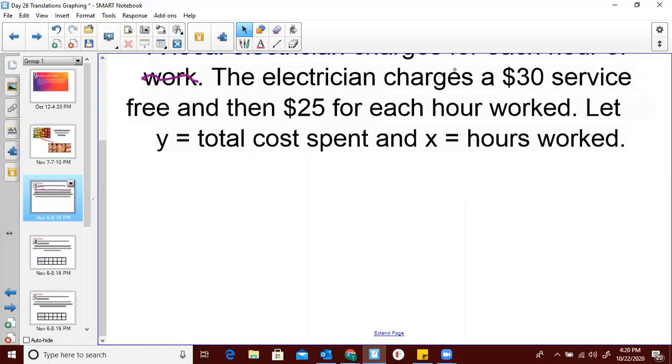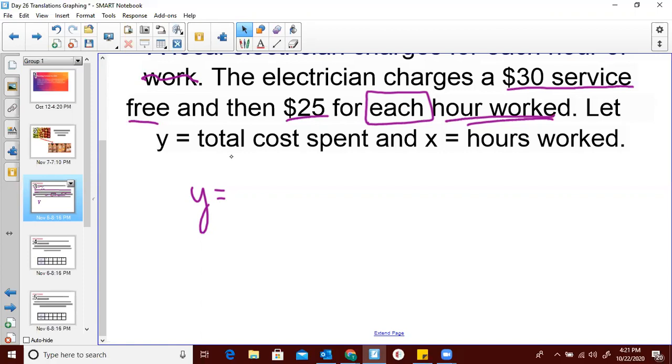So the electrician charges a $30 service fee. Remember, that should say fee, not free. And then $25 for each hour worked. All right, so for all of these problems, we're going to start off with Y equals, right? And for all of these problems, Y is going to equal the total cost spent, total amount. It's going to be a total.